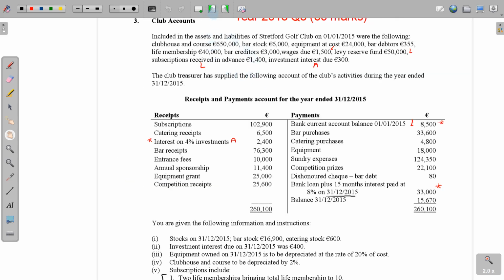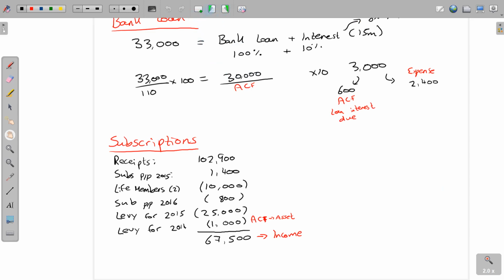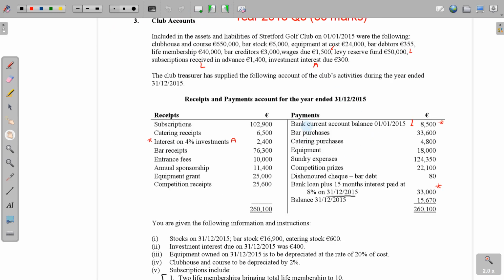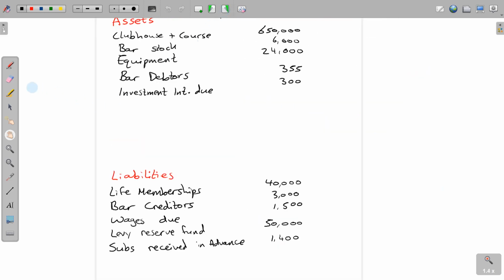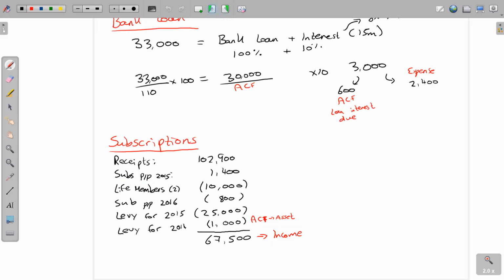Now we're going to add what we've already looked at. So the easiest one to look at is our bank current account balance. So we are in payments, which means it's an overdraft, so it's a liability. So I'm just going to go over here. Bank overdraft, $8,500. Nice and simple.